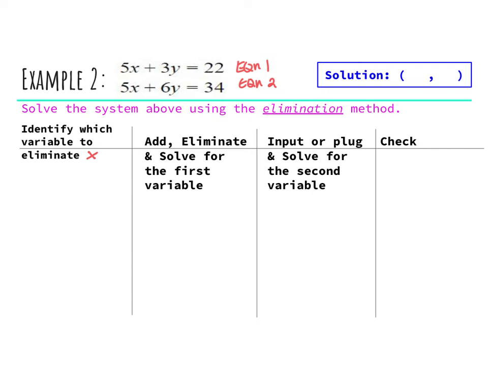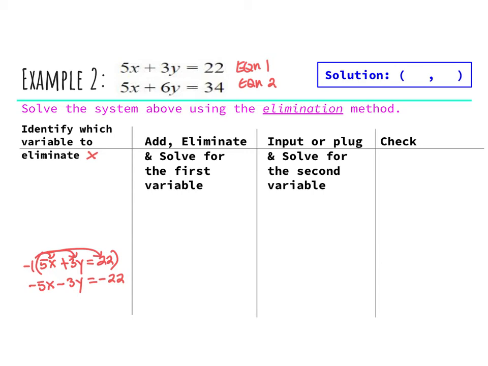Let's use the first equation. Let's use equation 1 and multiply that by -1. So copying equation 1, we have 5x plus 3y equals 22. And we're going to multiply each term in that equation by -1. Distributing that -1, we have -1 times 5x, that's -5x. -1 times +3y is -3y. And -1 times 22 is -22.